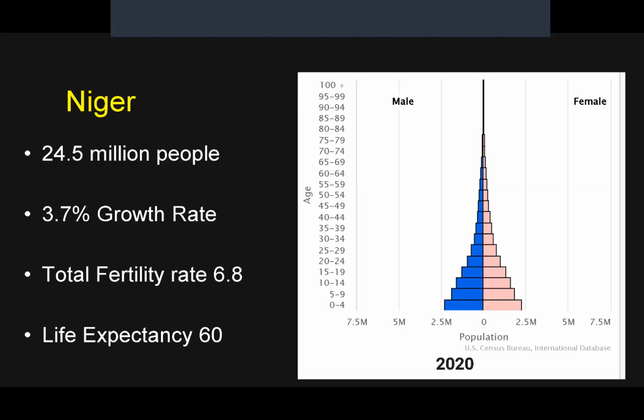So Niger is one of the fastest growing countries in the world. We've talked about them before in your population exercise, I believe. 24.5 million people, but a 3.7% growth rate. And the fertility rate is 6.8, almost 7, and a life expectancy of 60. So this is one of the fastest growing countries in the world.